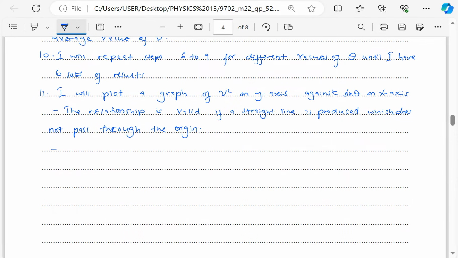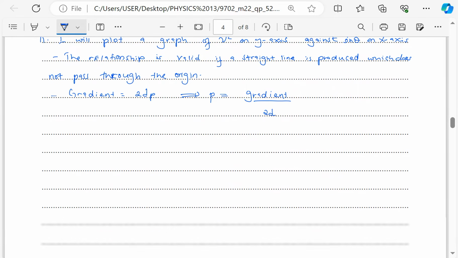Okay, so what is the gradient? We mentioned that the gradient was, I think, 2dp. So the gradient was equal to twice dp. And they told us to explain how the results could be used to determine p and q. So since the gradient is equal to 2dp, it means that p would be equal to gradient divided by 2d. Okay, that is for the gradient.